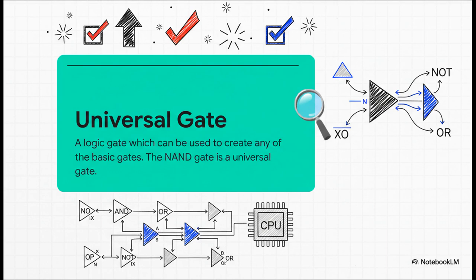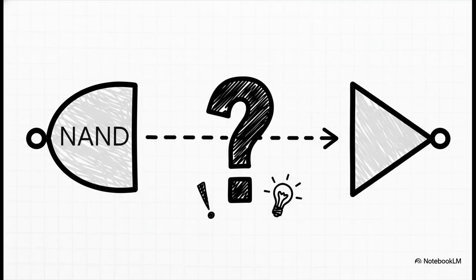A gate that has this superpower is called a universal gate. And it just so happens that our friend the NAND gate, that little combo of AND and NOT we just met, is a universal gate. It's the only building block you actually need to build a computer. Now, I know that is a massive claim, so let's not just take my word for it. Let's prove it. We're going to build our 3 basic gates, AND, OR, and NOT, using only NAND gates.